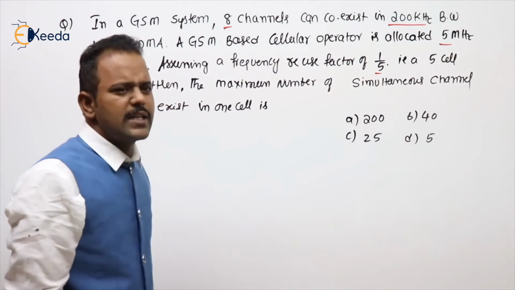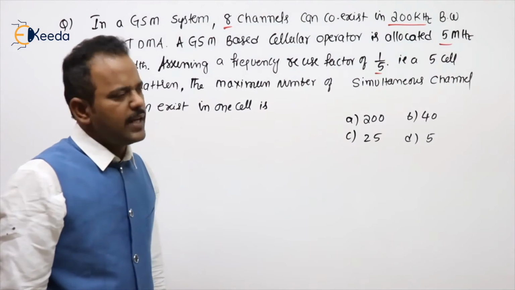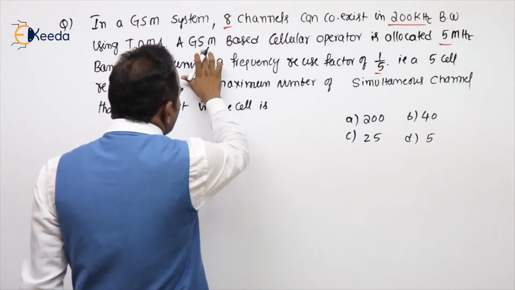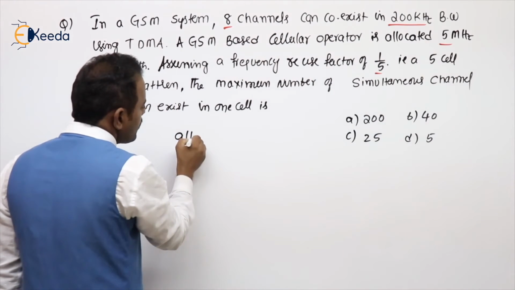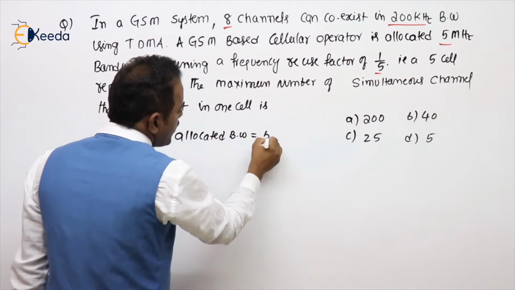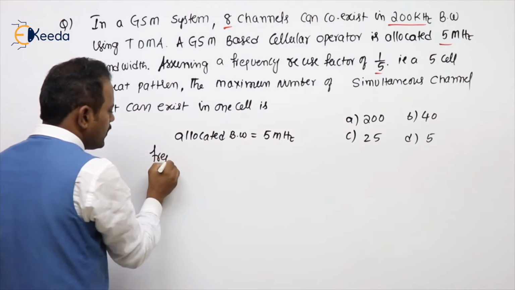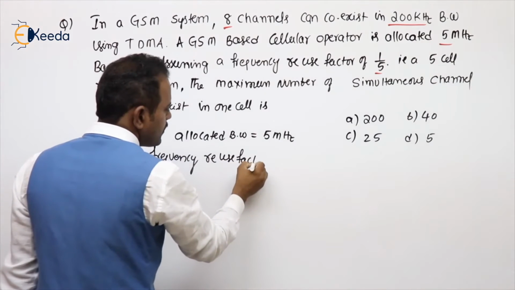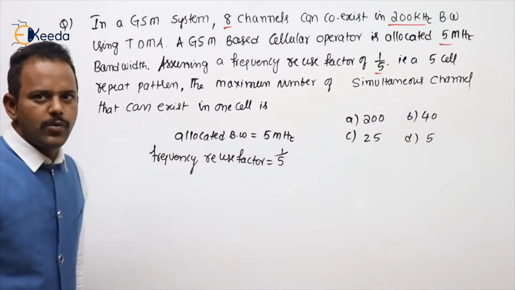If you see this problem, it is just like if 1 pen costs 10 rupees, what is the cost of 10 pens? Like that, the simple model only. What is the total allotted bandwidth for the GSM based cellular operator? Allotted bandwidth is 5 MHz. What is the frequency reuse factor? It is 1 by 5, sir. Frequency reuse factor is 1 by 5.